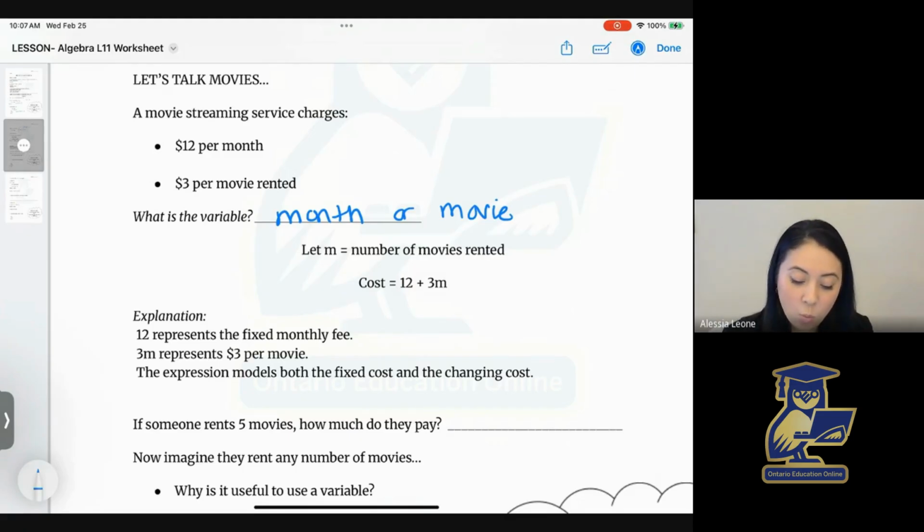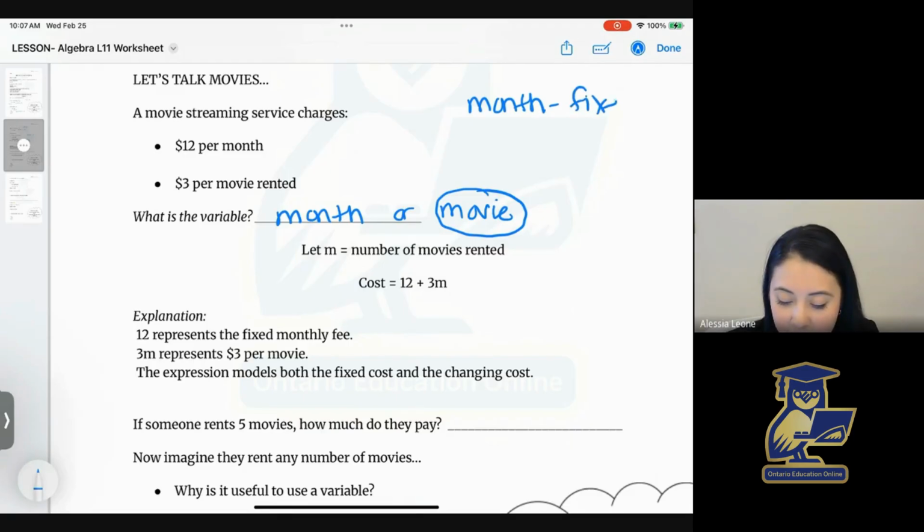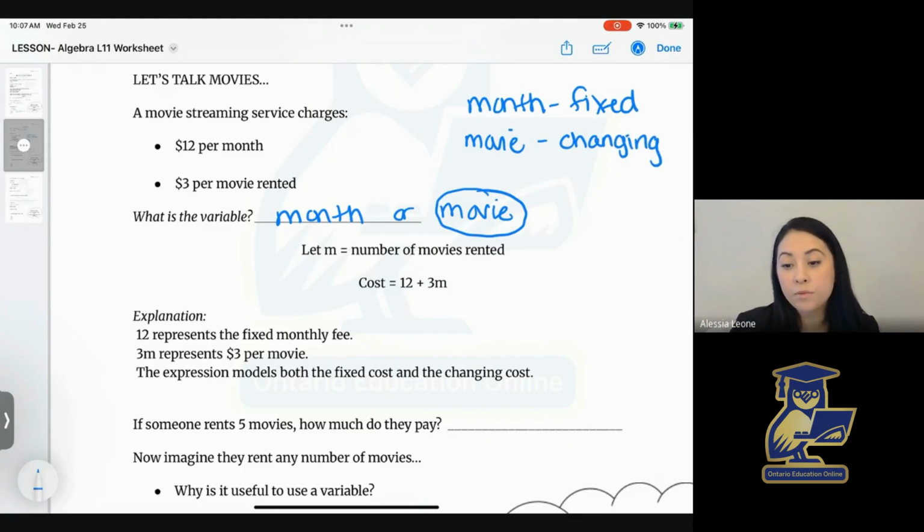Now, we have to think, which one is changing? The movie. The month, that is fixed. That's a fixed cost. That does not change. It's $12 per month. Now, our movie, that amount will be changing. Because someone could rent one movie, someone could rent 10 movies, someone can rent 20 movies.